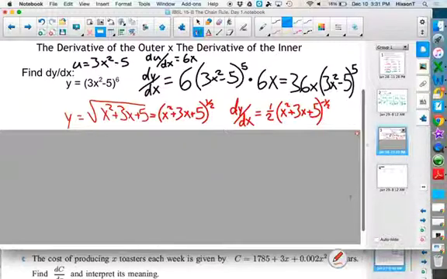Now, we're not quite done yet. What do we also have to put in here? Multiply by the derivative of the inside. The inside is x squared plus 3x plus 5. What's the derivative of that? 2x plus 3. Yes, 2x plus 3. Okay?